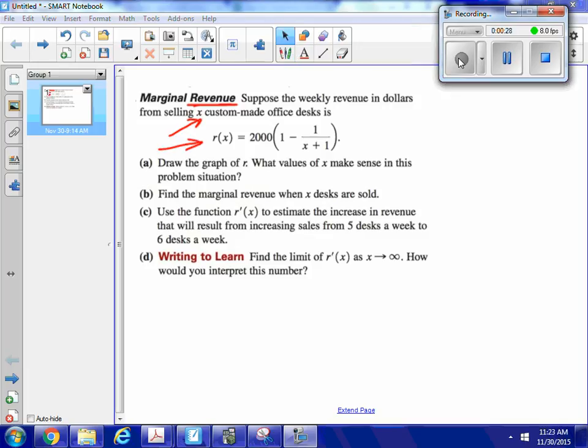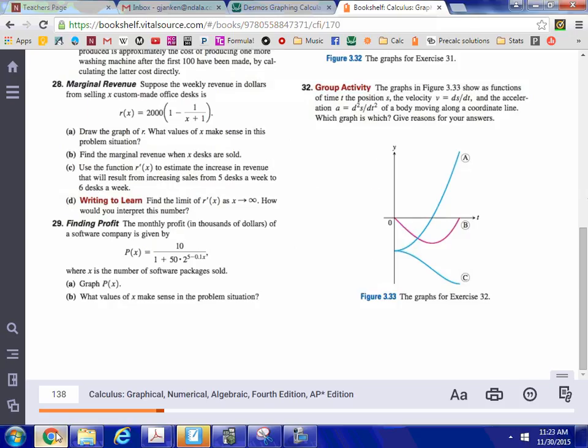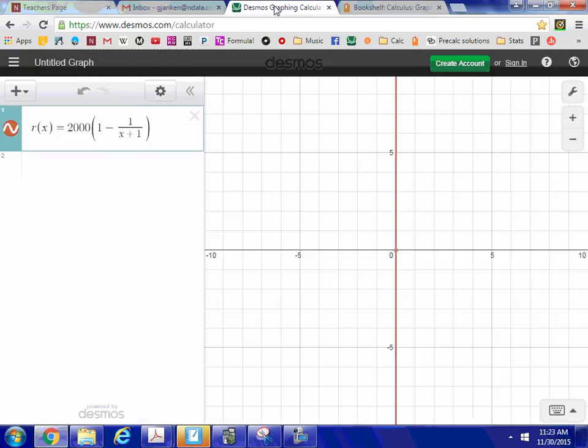equation. And the first question says they want us to graph it and find out what values of x make sense in this problem situation. So I actually did graph this over here on Desmos. And this is what I got. And it looks very odd. It looks like a vertical line. But think about the equation before you start to freak out.